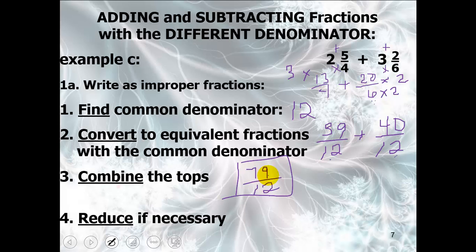If you wanted to write it as a mixed number, then you would divide 79 by 12, and you would get 6 with a remainder of 7. So the final answer in mixed numbers is 6 and 7/12. You'll see in the applications there will be times where it makes more intuitive sense to convert it into a mixed number.